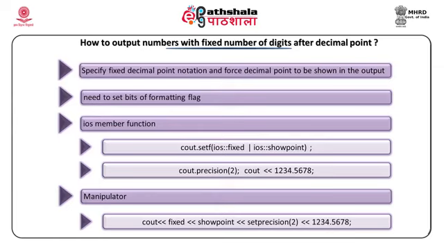We can use the manipulators. Here I have used the short names fixed and showpoint, and we have used the manipulator function setprecision, specifying argument 2 for 2 digits after the decimal point.